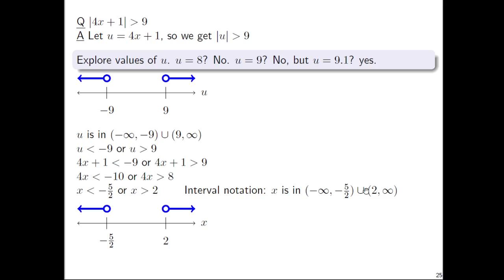Here it is in interval notation: parenthesis negative infinity comma negative 5 halves parenthesis, union, parenthesis 2 comma infinity parenthesis. And then here's a number line diagram for x. Again, up here there's a number line diagram for u. Look how balanced it is with a plus 9 and a minus 9, and then our number line diagram for x is a little imbalanced with the number 2 and the number negative 5 over 2.